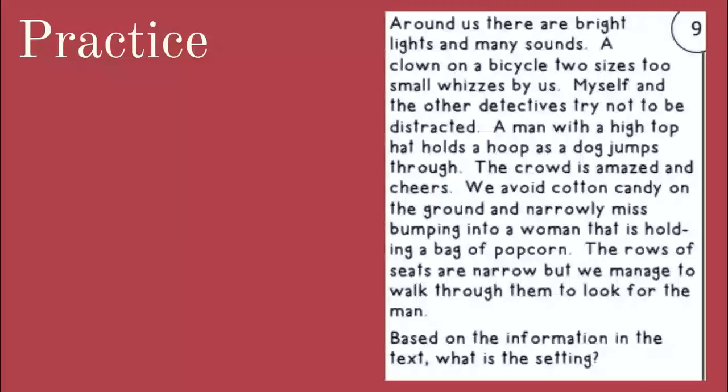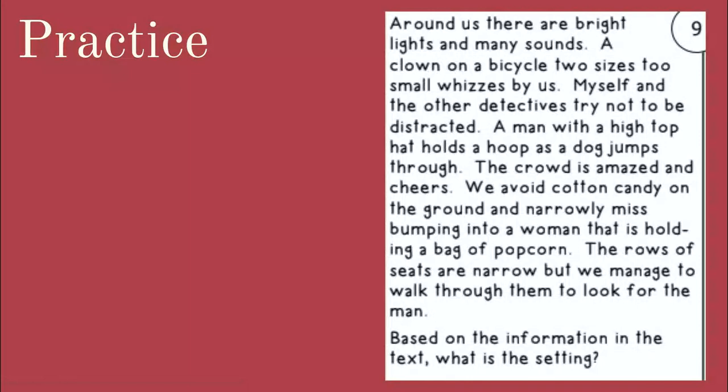Let's try again. This one says, "Around us there are bright lights and many sounds. A clown on a bicycle, 2 sizes too small, was his best. Myself and the other detectives not to be distracted. A man with a high top hat holds a hoop as a dog jumps through. The crowd is amazed and cheers. We avoid cotton candy on the ground and narrowly miss bumping into a woman that is holding a bag of popcorn. The rows of seats are narrow, but we manage to walk through them to look for the man."